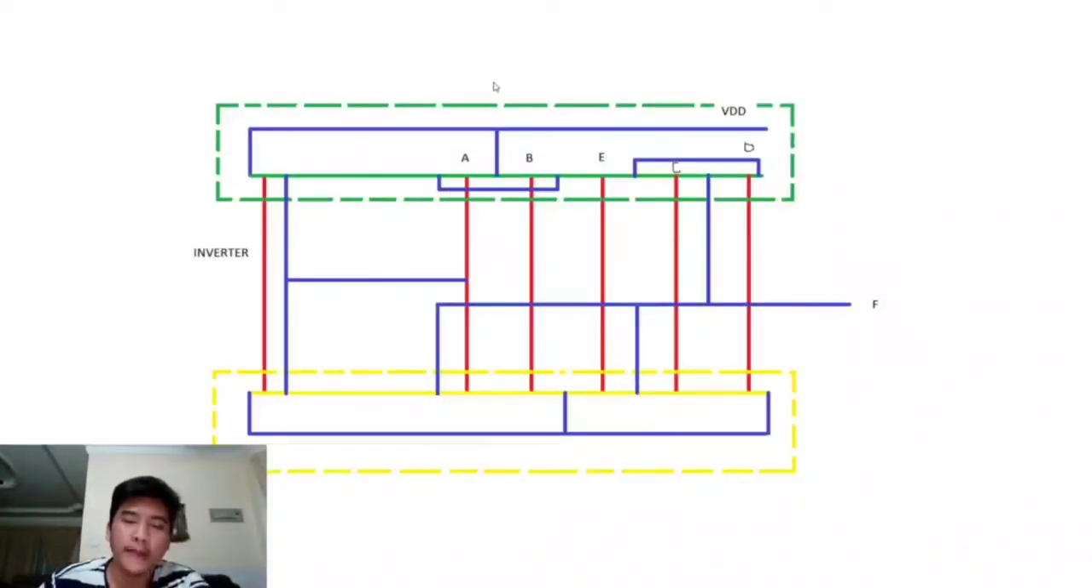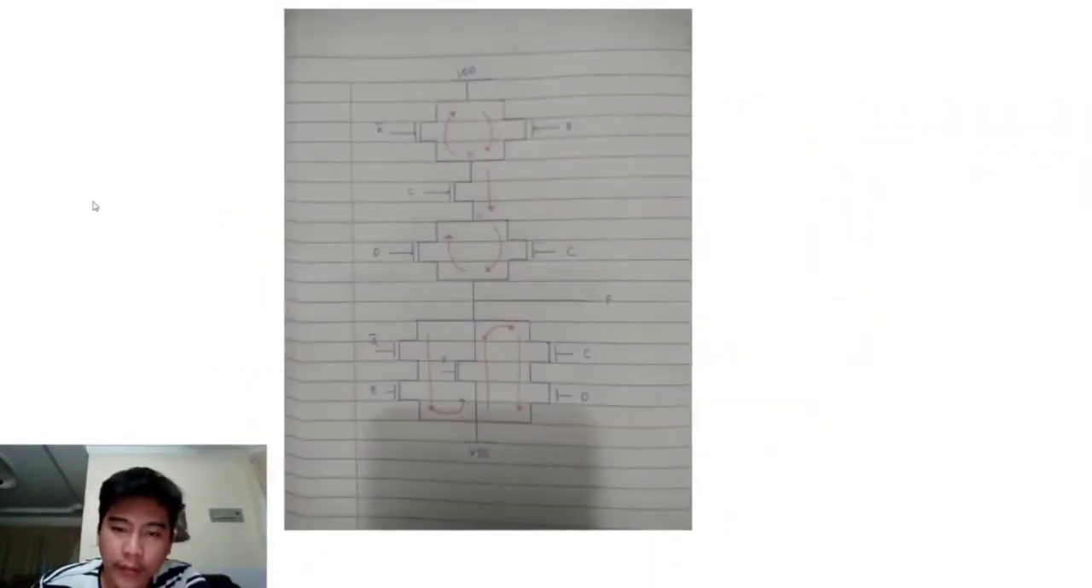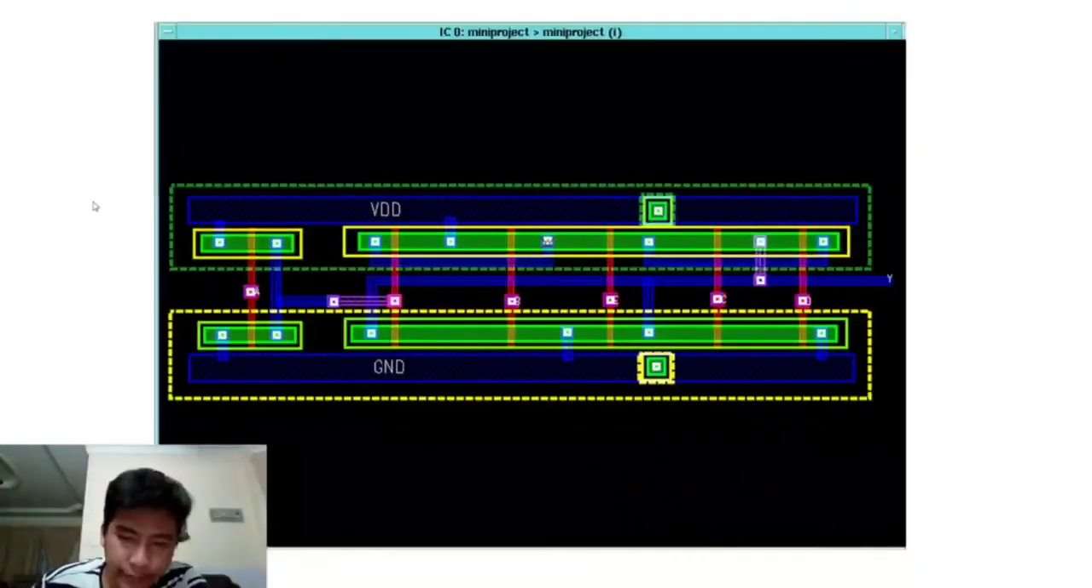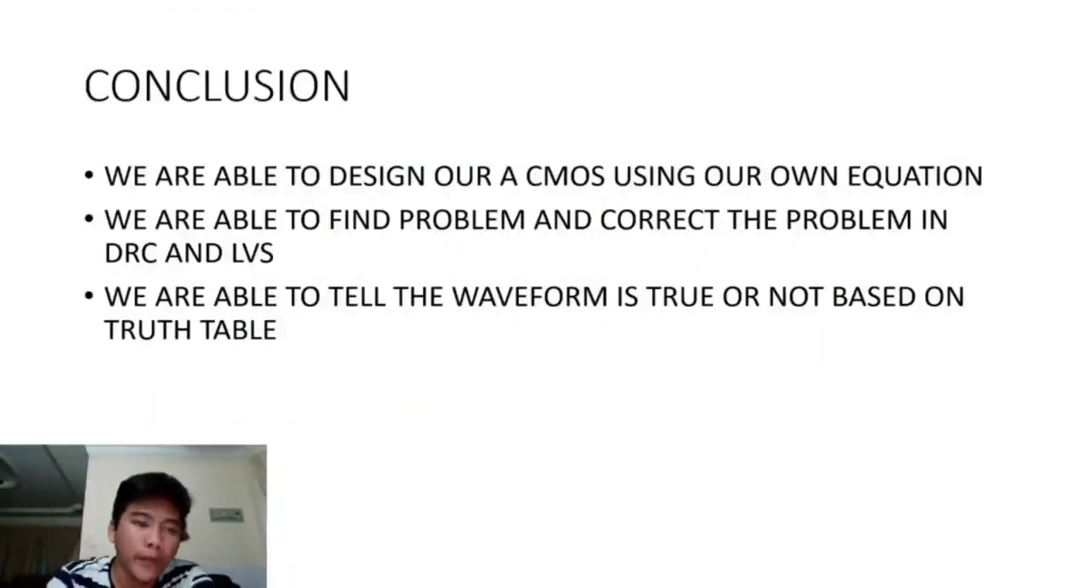And this is my stick diagram, and it matches my layout. So for the conclusion, first, we are able to design a CMOS using our own equation. Second, we are able to find the problems and correct them in DRC and LVS. For number 3, we are able to tell whether the waveform is true or not based on the truth table. That's all. Thank you.